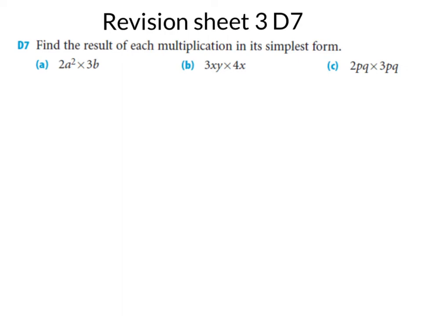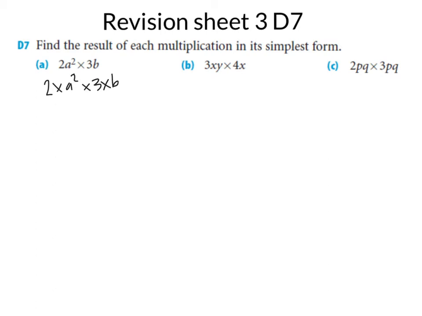In D7 we have to find the result of each multiplication in its simplest form. In part A we've got 2a squared multiplied by 3b. So let's remind ourselves of what these terms mean. 2a squared means 2 times a squared, and 3b means 3 times b. Now, we don't write 3 times b, we write down 3b, because that's just a quicker way of doing it, and that's as simple as it can go.